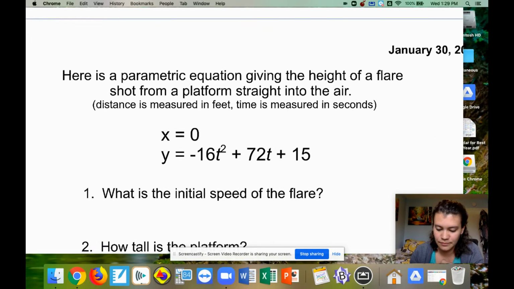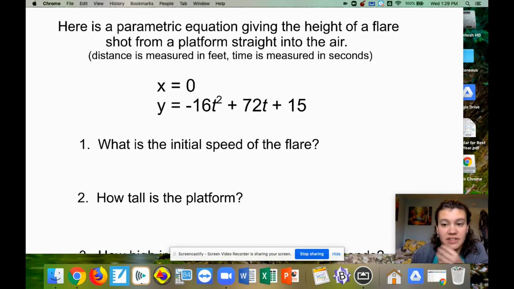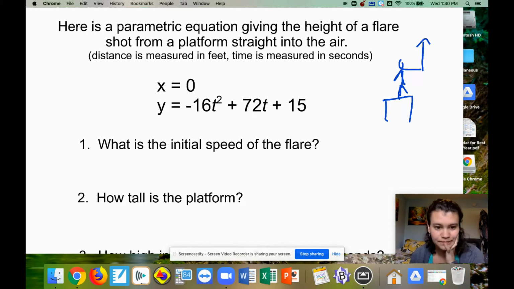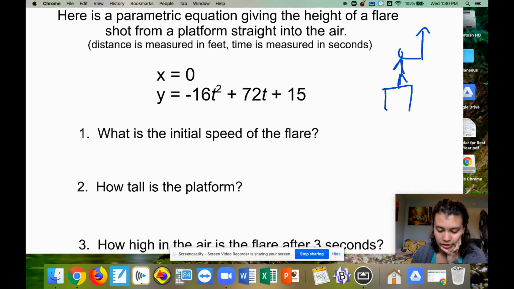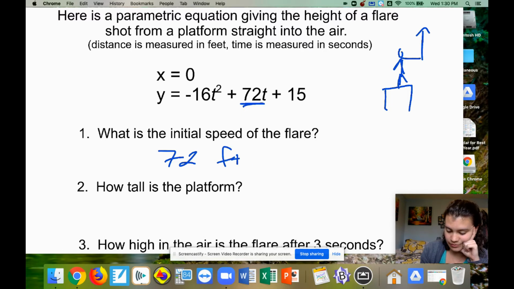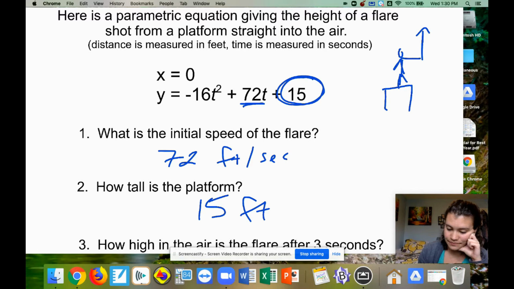So here's a parametric equation giving the height of a flare shot from a platform straight up. If you draw a picture, you're on a platform and there's a person, right? And they shoot something straight up. Looking at this equation, what's the initial speed of the flare? That is going to come from this rate here. And how tall is the platform comes from your constant, or your y-intercept. So it has to be 15 feet.